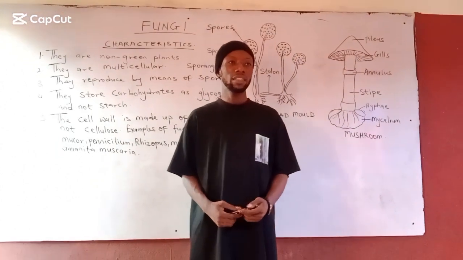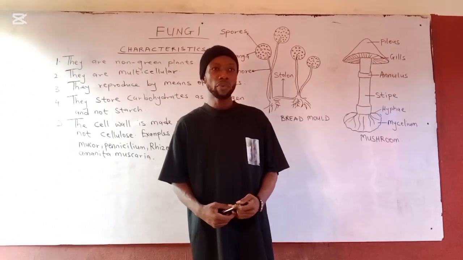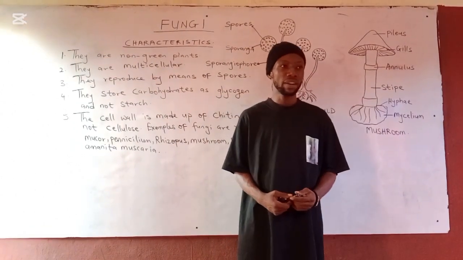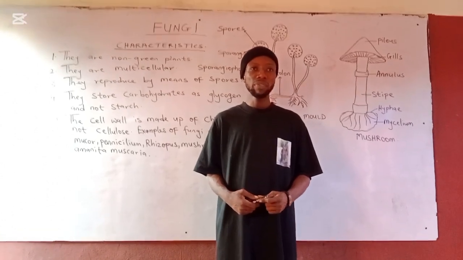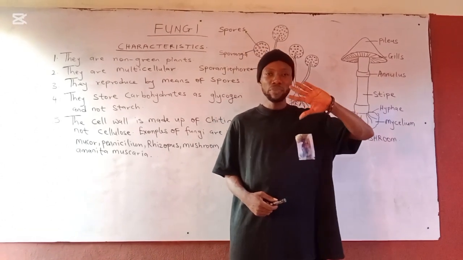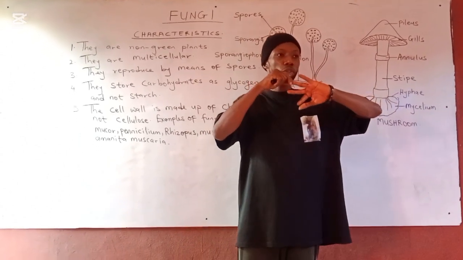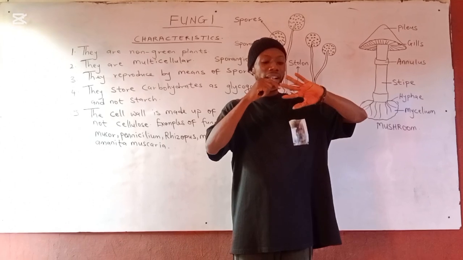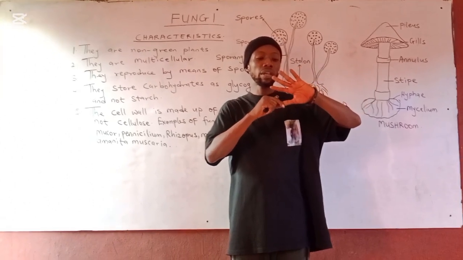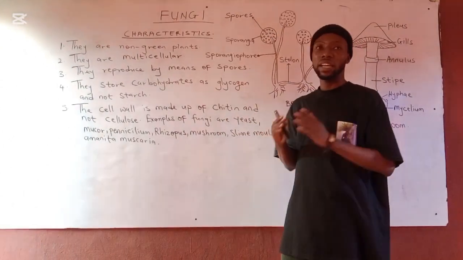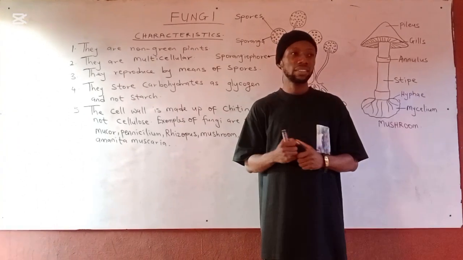Dear students, today we are going to look at fungi. Fungi is one of the kingdoms we have in classification of living things. In classification of living things, we have five different kingdoms. The first one is Kingdom Monera, Kingdom Protista, Kingdom Fungi, Kingdom Animalia, and Kingdom Plantae. So fungi is a kingdom that has its own characteristics.